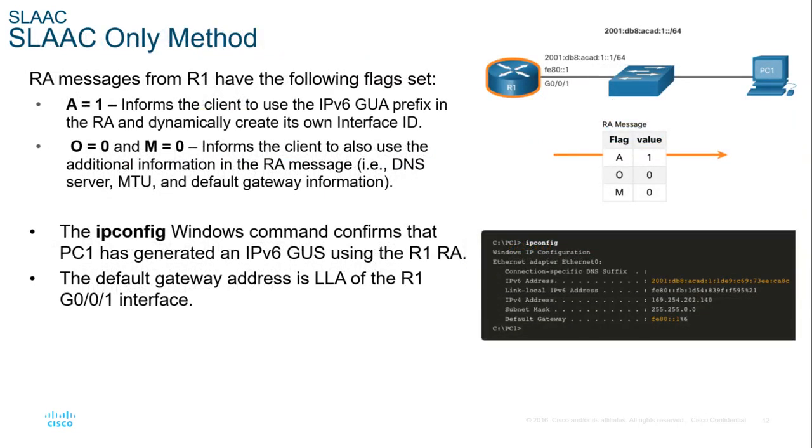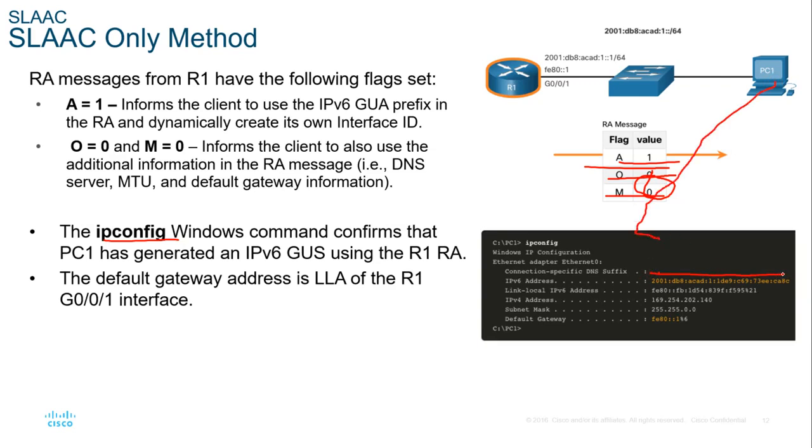That was the SLAAC only method. As you can see, the stateless address auto configuration flag is turned on, and the other configuration and managed address configuration flags are all turned off. We can use ipconfig on the PC to verify the addresses assigned to our PC. After doing all that, this PC is assigned with this information.